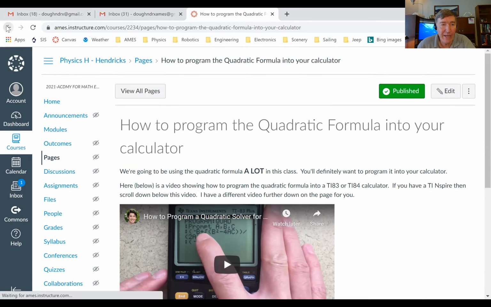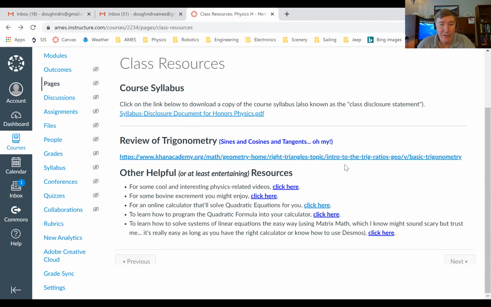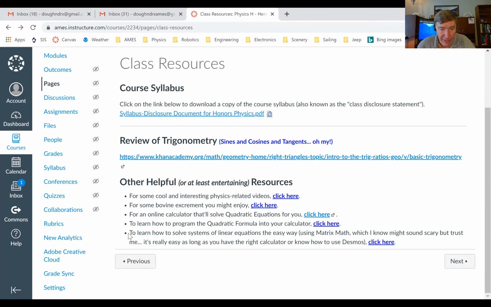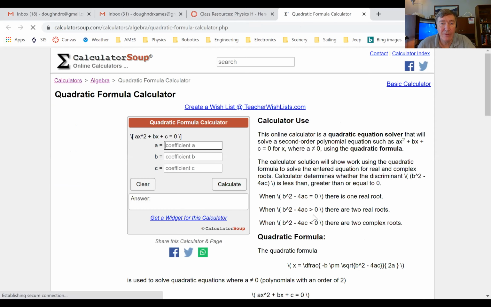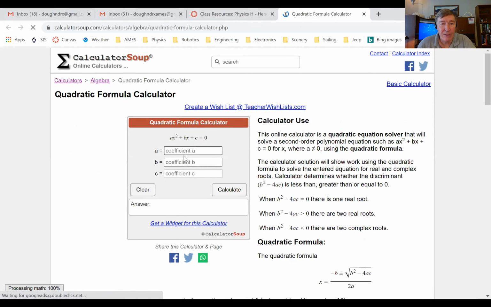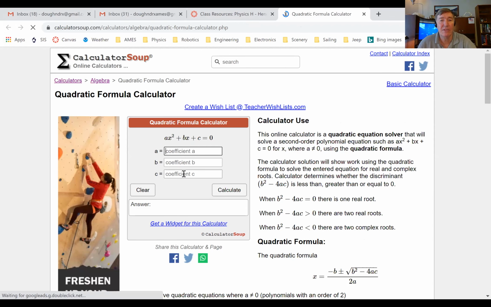But if we go back to this page, you'll see that I've also got another thing right here that says for an online calculator that'll do quadratic equations for you, click here. So let's do that. Let's see what we get. Okay, so notice we've got A equals, B equals, C equals, right? So let's go back to the whiteboard again.